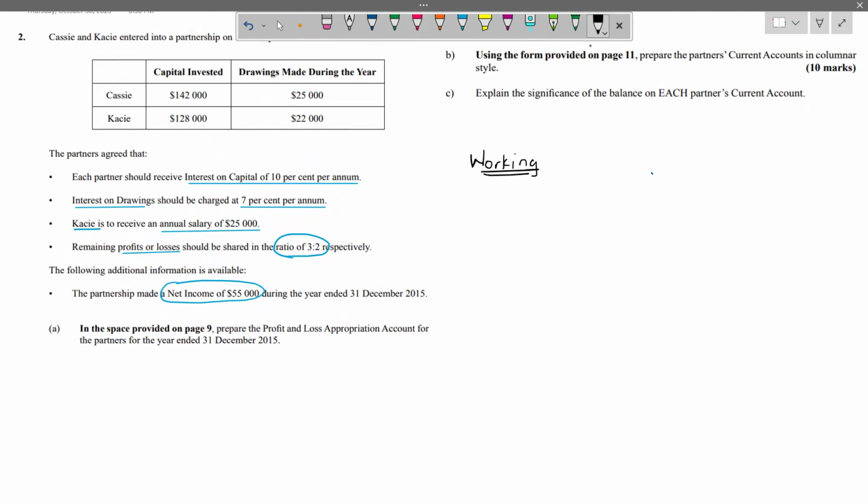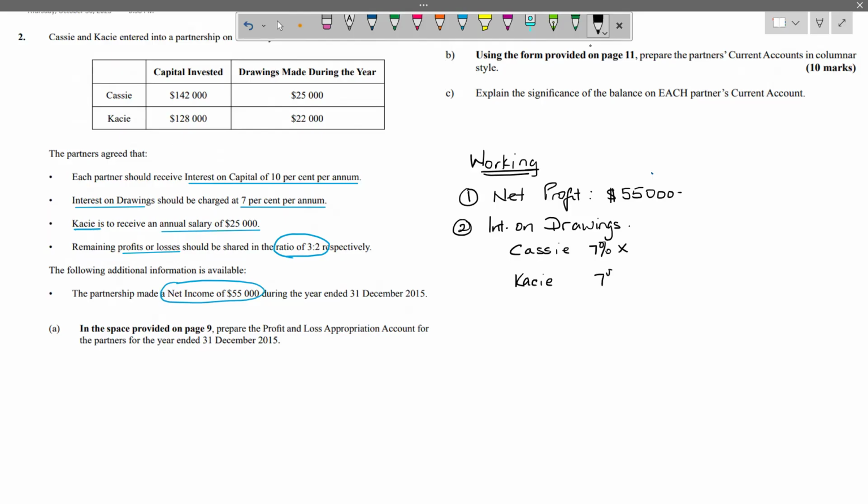So with that in mind, you start your working by itemizing these figures and making sure you have the correct figures for each of these. So we'll start with the net profit. The net profit from the question is given as 55,000. Next, we're going to go to our interest on drawings. Now we need to do this for 2 partners, so I would usually name them Cassie and Casey. Now, the interest on drawings is said to be at 7% per annum.